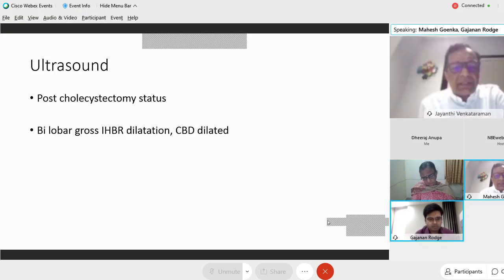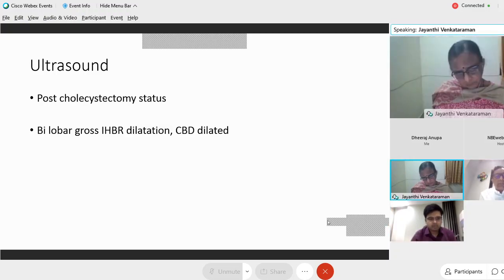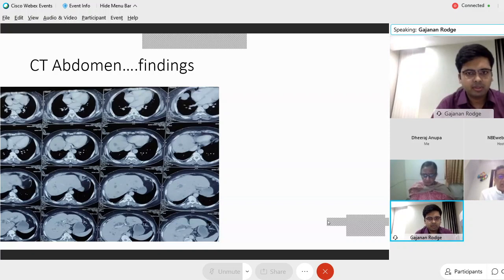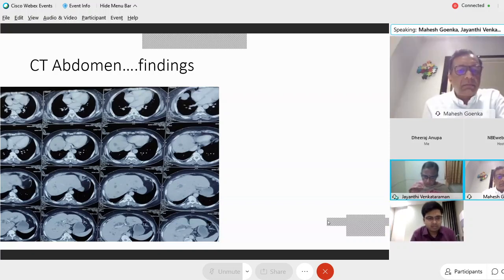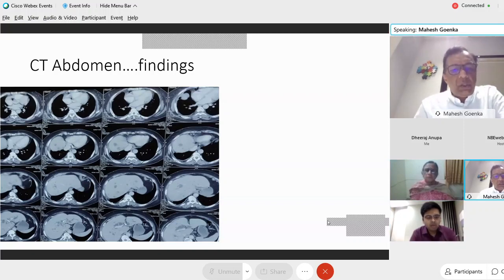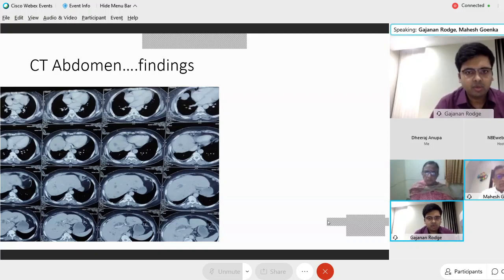Ultrasound. So what next? Gajanan, what will be the next investigation? CT scan. Do you want the next investigation or something else? Are you happy with the CT being the next investigation? No, sir, I would like to do an MRCP, because if biliary obstruction was there, we can get the exact pathology.